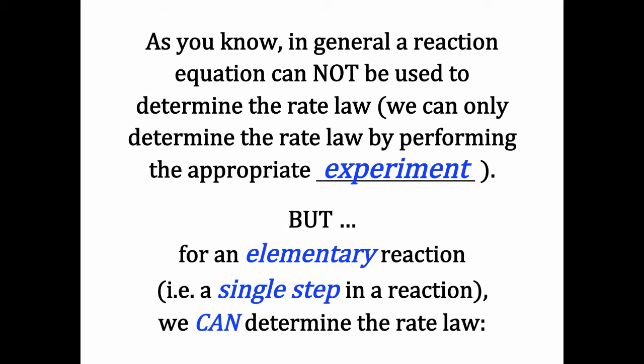But, and this is an important codicil, for an elementary reaction, and elementary reactions are just single steps in a reaction, we can determine or predict the rate law for that step only from its stoichiometry. So this is a really important distinction to make. We cannot predict rate laws from the stoichiometry of an overall reaction or its equation, but we can predict rate laws for single steps in mechanisms that make up the reaction.